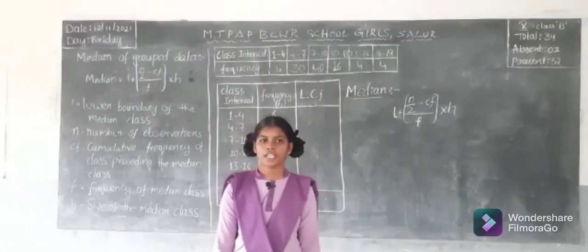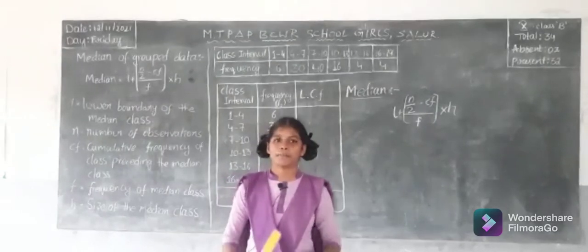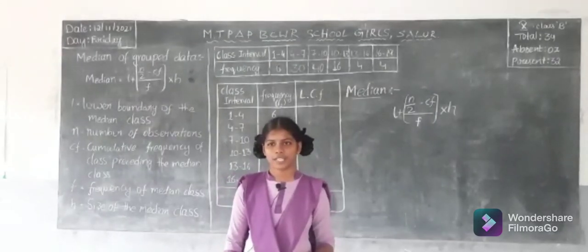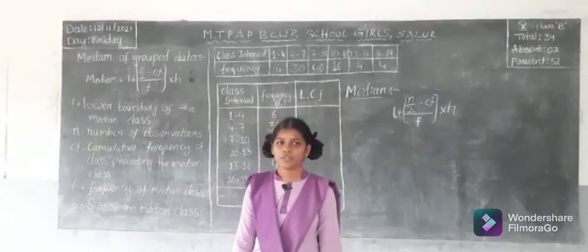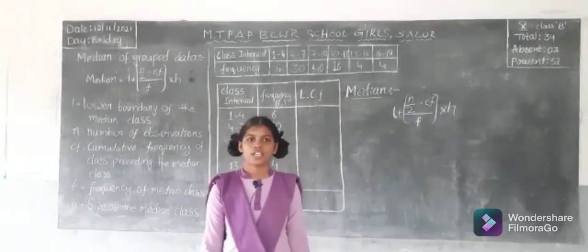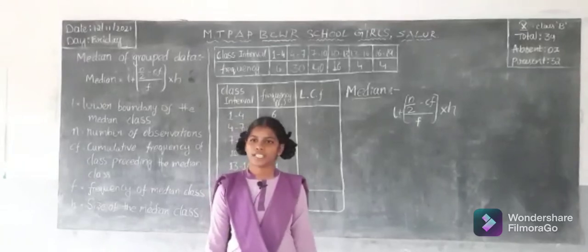Today I am explaining about the measure of central tendency. Measures of central tendency are of three types: mean, mode and median. My friends already explained about mean and mode in earlier videos. Now I am explaining about median in this video.